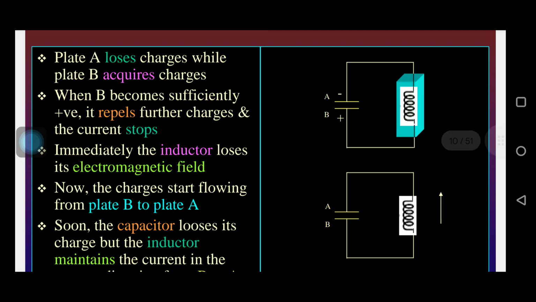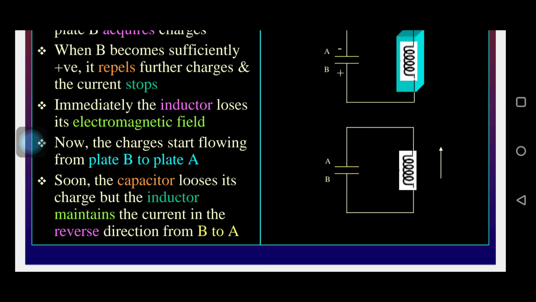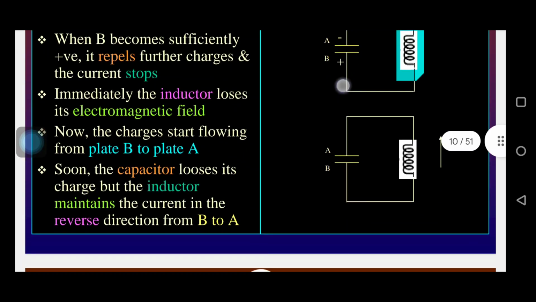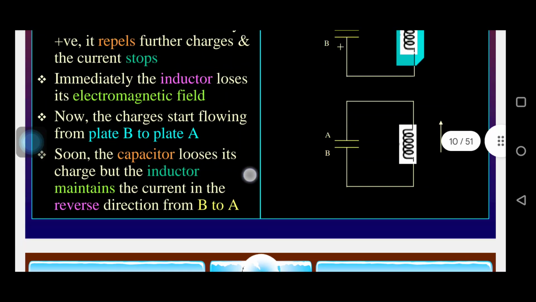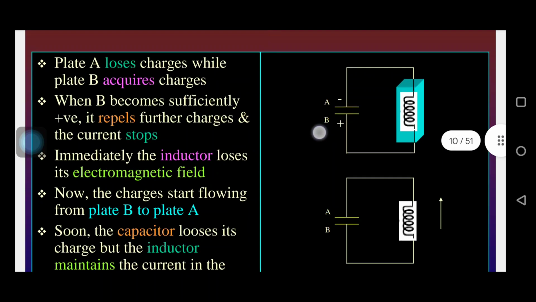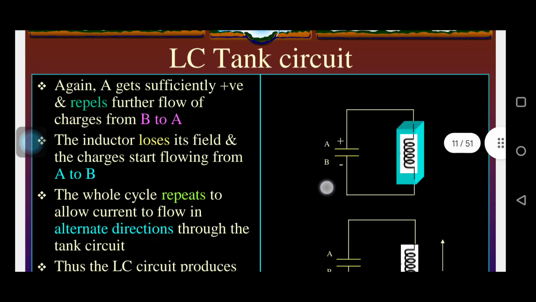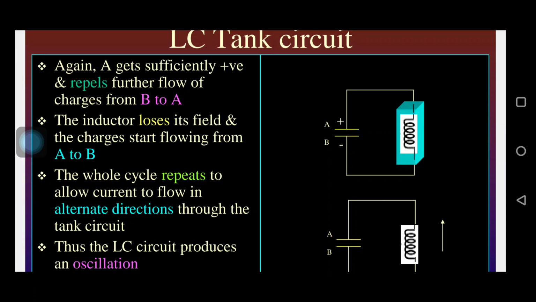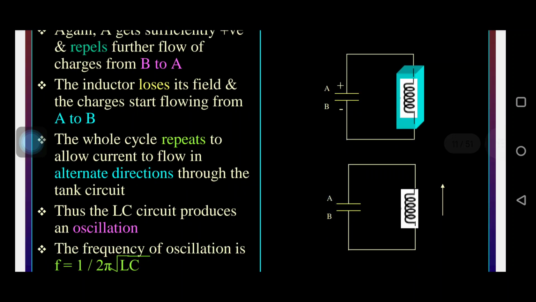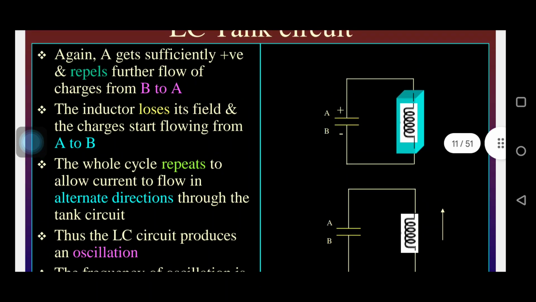Now the charges start flowing from plate B to plate A. Now the same concept will be repeated again. Again the capacitor loses its charge, but the inductor maintains the current in the reverse direction, that is plate B to plate A. Again A gets sufficiently positive and it repels the flow of charges from B to A. So the inductor loses its field and the charges start flowing from A to B.